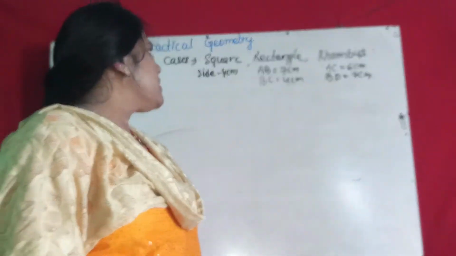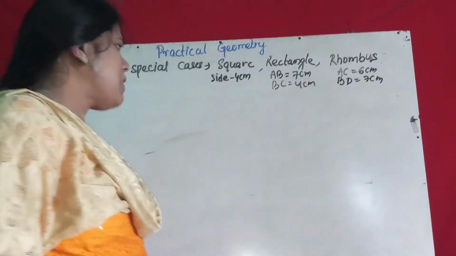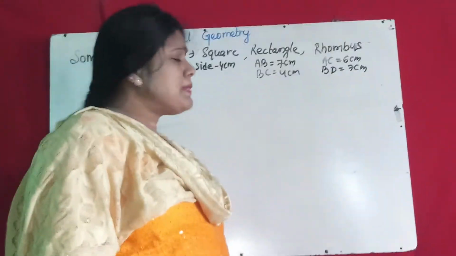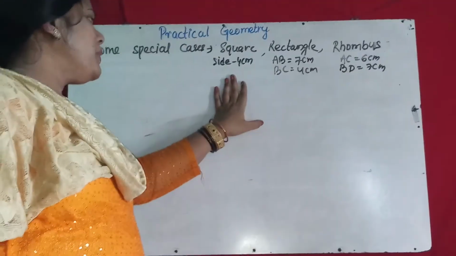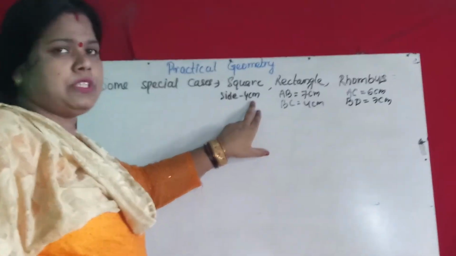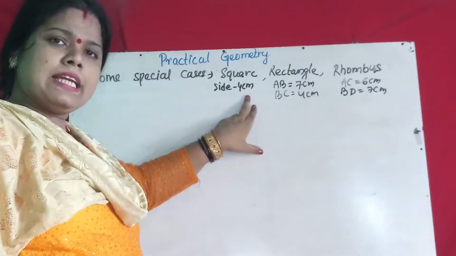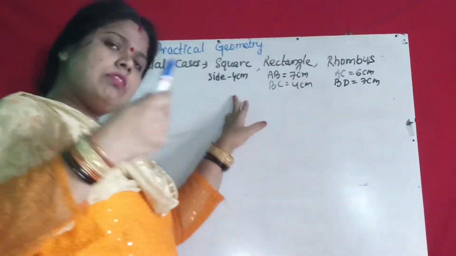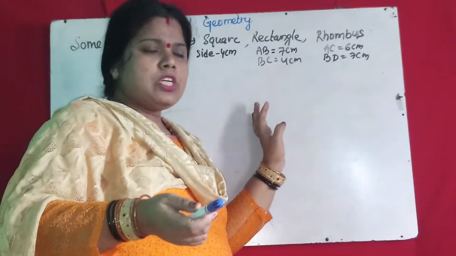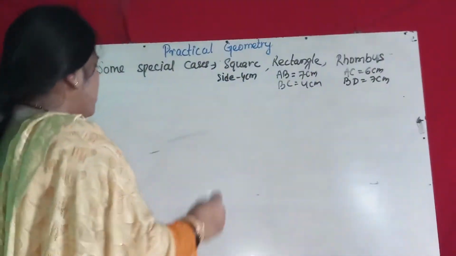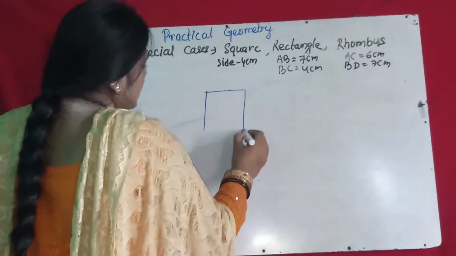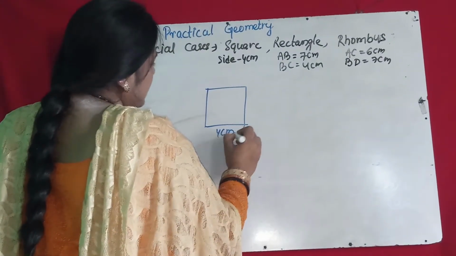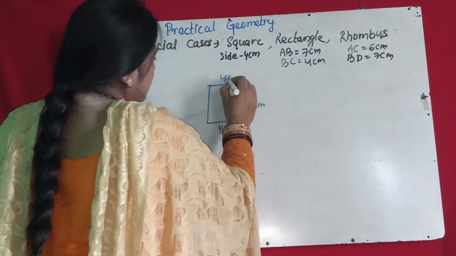So now in some special cases, how can you construct a quadrilateral? Special cases means square. For a square, given only a side, 4 cm. That means all sides are 4 cm, all angles are 90 degree, we know. So when you draw a square, suppose a rough diagram, all sides are 4 cm, we know that.